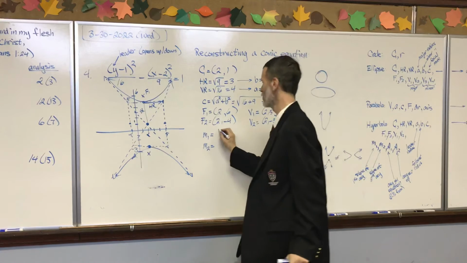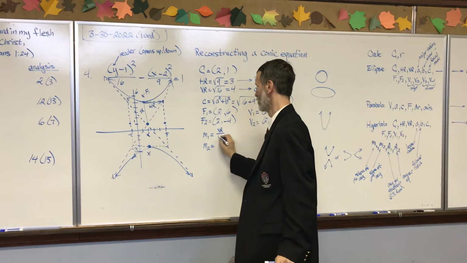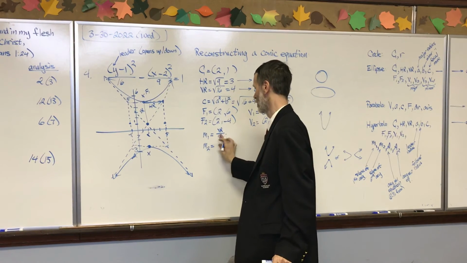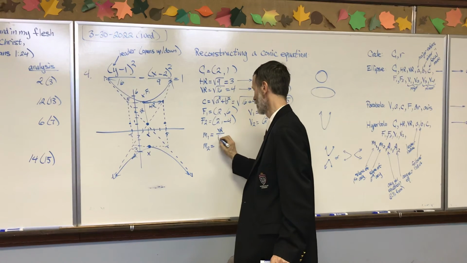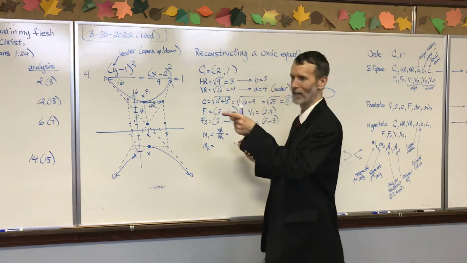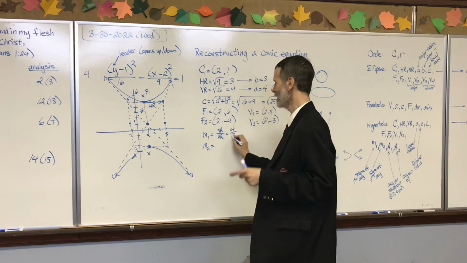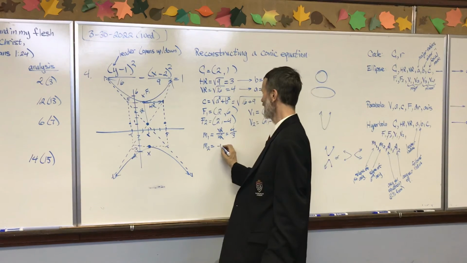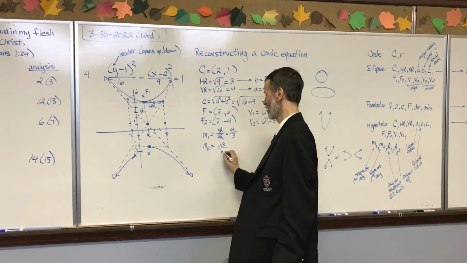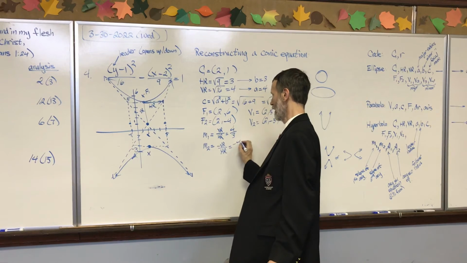The formula for slope: vertical radius over horizontal radius. In this case, it's what over what? 4 over 3. How do you get the other one? It's the exact negative of the other one, which in this case is negative 4 over 3.